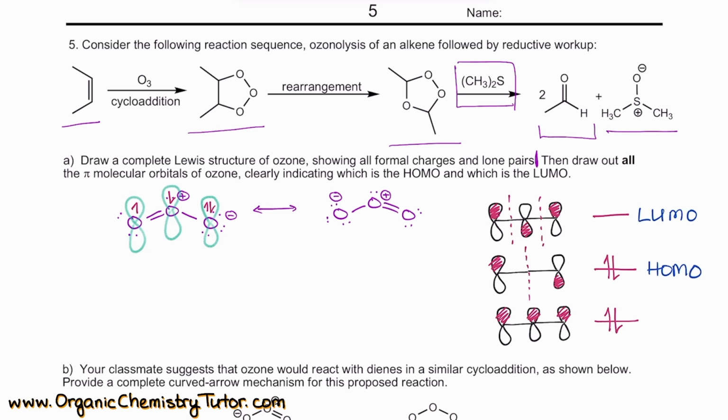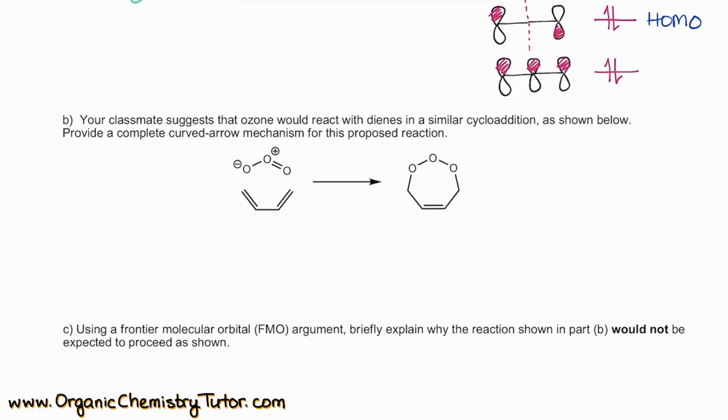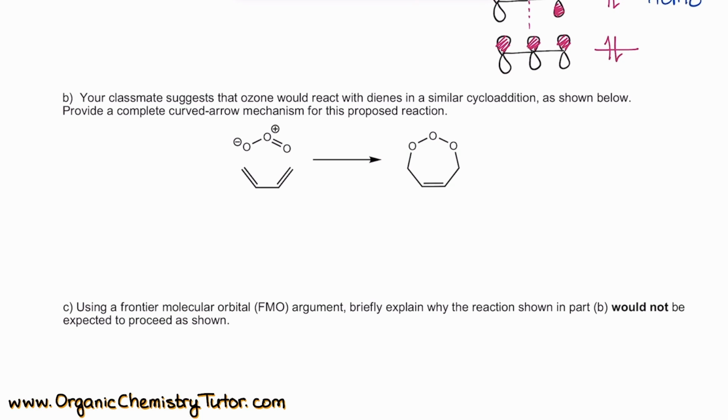Alright, moving on to the next part over here. So your classmate suggests that ozone would react with dienes in a similar cycloaddition way as shown below. Provide a complete curved arrow mechanism for this proposed reaction. Well, if we want to provide a curved mechanism for this reaction, I would probably start with the oxygen with a negative charge.